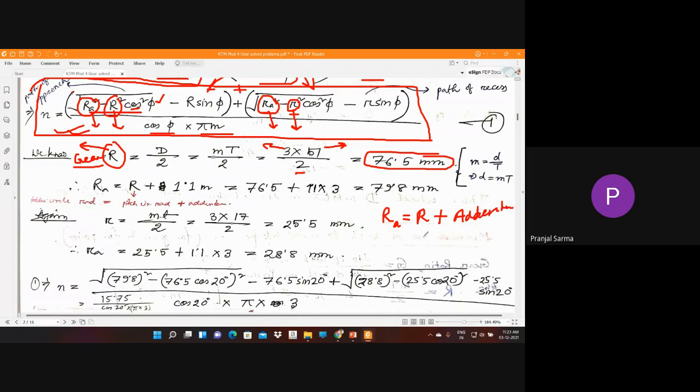Correct, and the addendum is already given. R we have just found out to be 76.5, and the addendum is given as 1.1 times the module, that is 1.1 into m, and m is 3. So that is what we are writing, and from there we have obtained the addendum circle radius for the gear, capital letters, to be 79.8 millimeter.